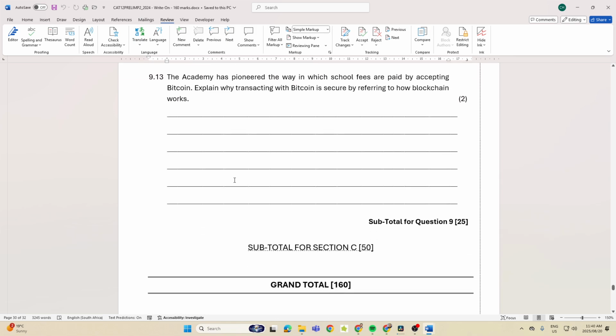So we've looked now at 2022, 2023, and 2024. And guys, this brings our theory prep work to an end. I hope this has been a massive help to you and that it's really going to put you on the road to get the best marks possible for this upcoming prelim.